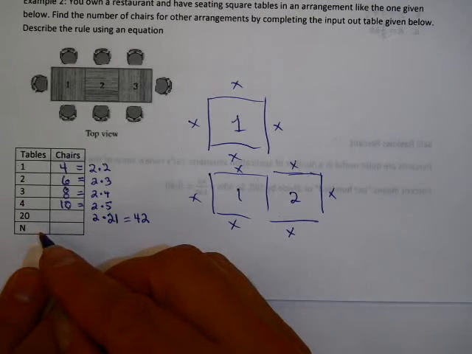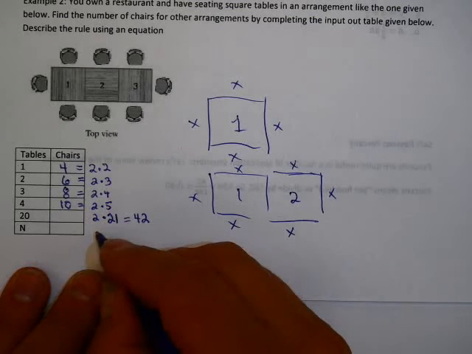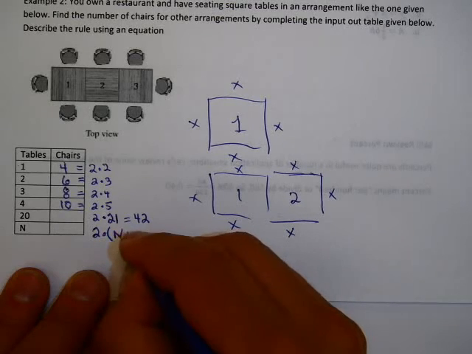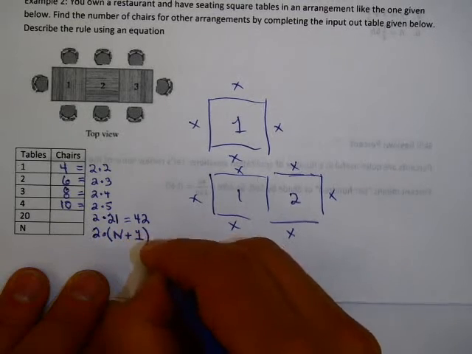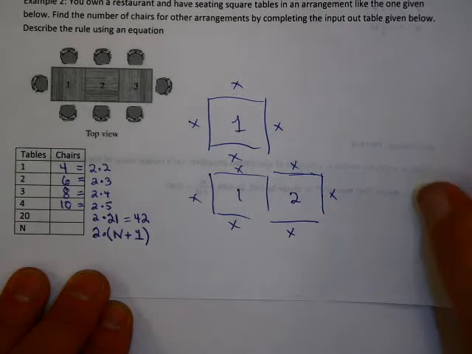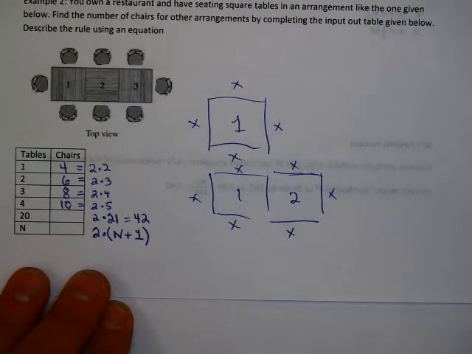Using my expression for n, here would be my rule. I would have 2 times 1 more than the input. So I'm going to write that this way. Okay? So that's a little bit about some verbal representations that we have.